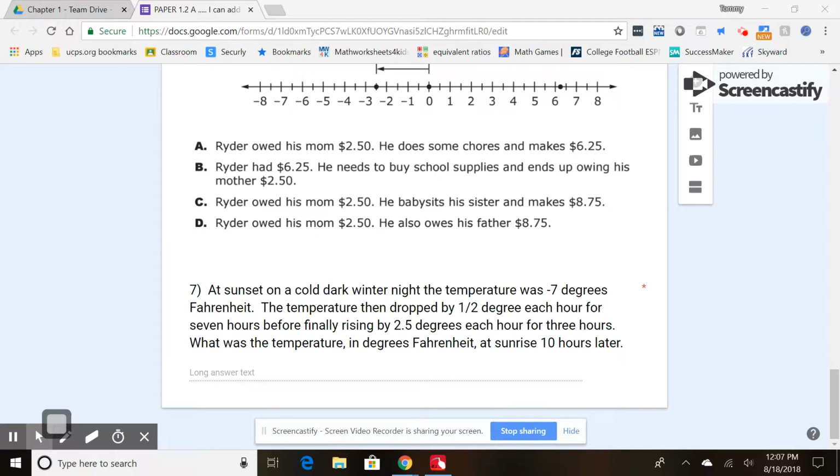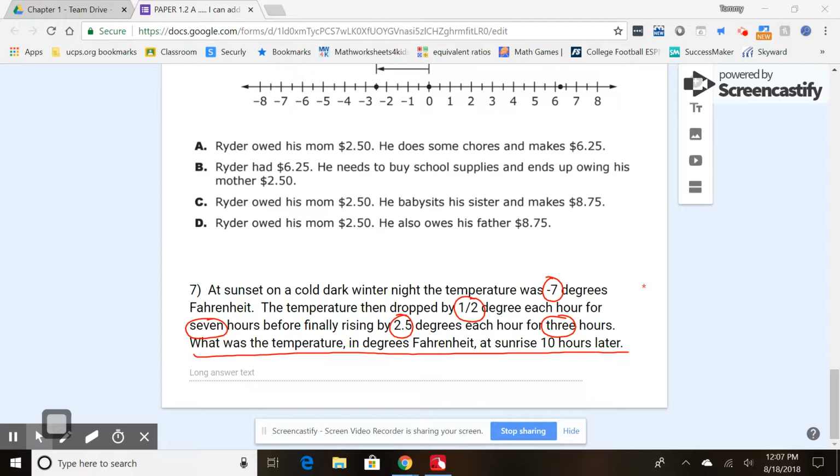So, since this is a math word problem here, we're going to circle these numbers. And we're going to underline this question. What was the temperature in degrees Fahrenheit at sunrise 10 hours later? So this one was negative 7. So we're going to say negative 7.